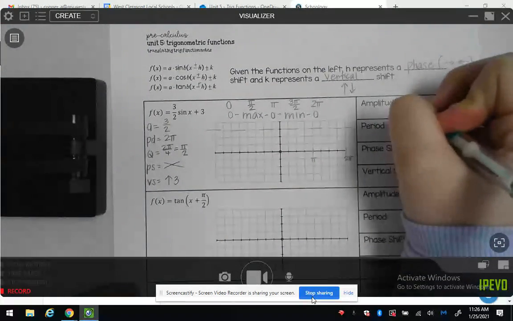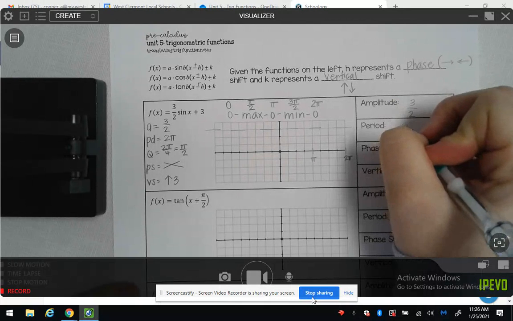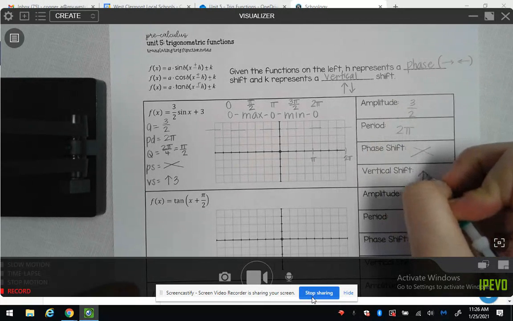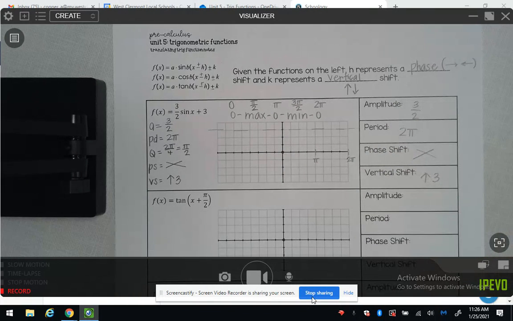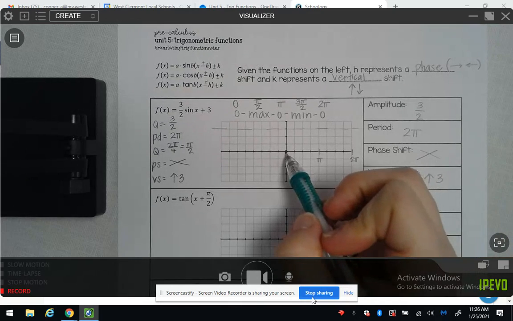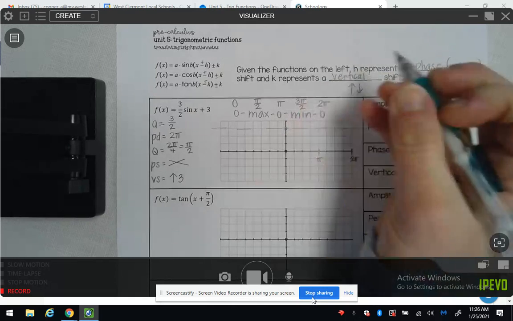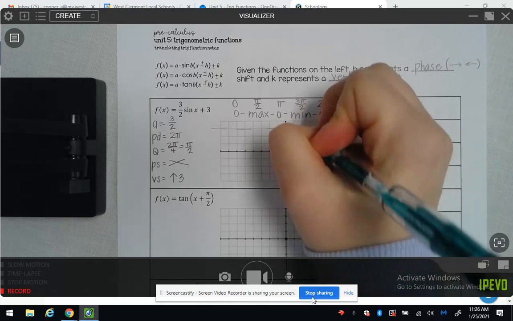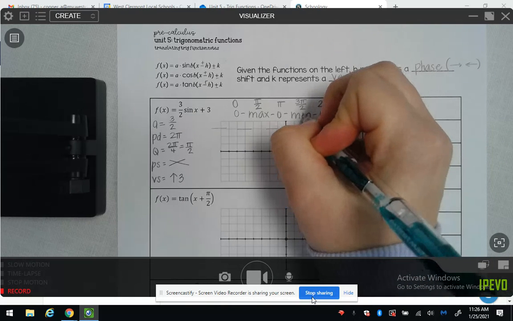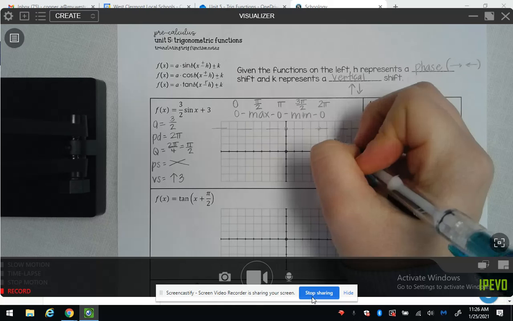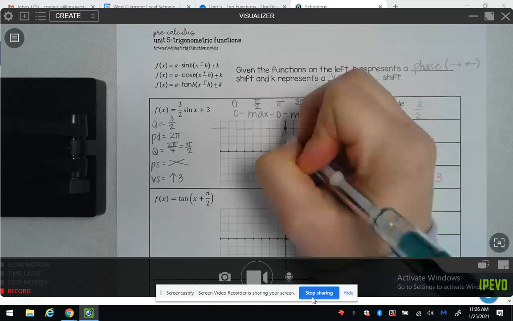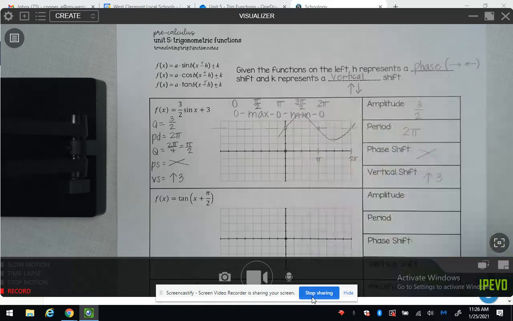So my amplitude is 3/2, my period is 2 pi, and I have a vertical shift of up 3. So 0, 0 is no longer here. Remember, you shifted up 3, so 0, 0 is here. Now I'm going to go pi over 2, my max. I'm going to come up here in the middle, sorry. At pi, I'm back down to my baseline. At 3 pi over 2, I go down my amplitude, and at 2 pi I come back up. So there is that first graph.